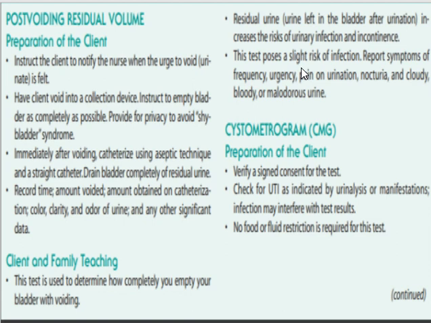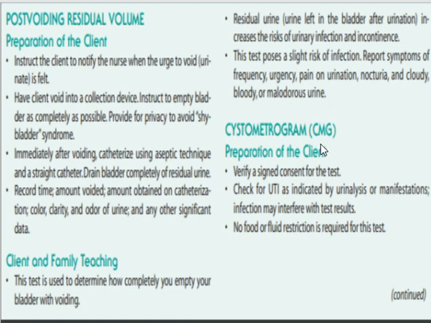Also, tell the patient to report symptoms of frequency, urgency, pain on micturition, nocturia, cloudy or bloody or malodorous urine after the procedure. If the patient was having these before, that means the patient already had a UTI. After the test, if he develops these symptoms, then ask him to report immediately to start treatment for urinary tract infection. So the next management is cystometrogram.